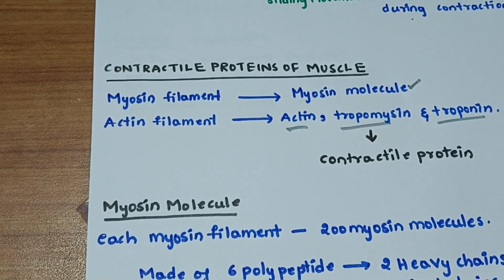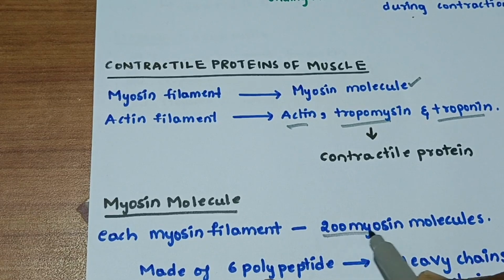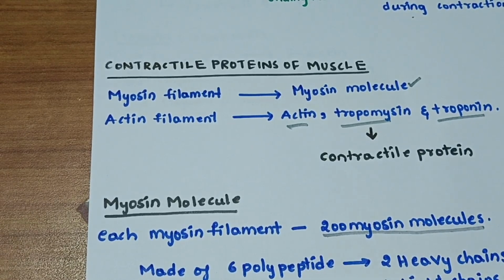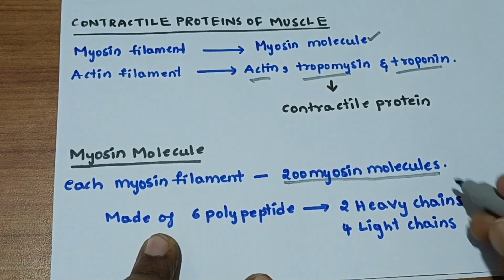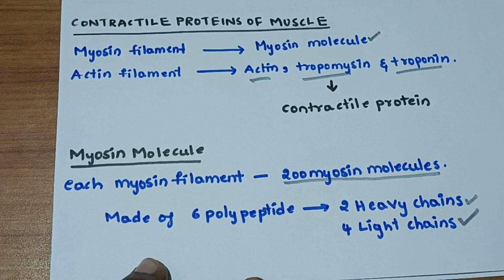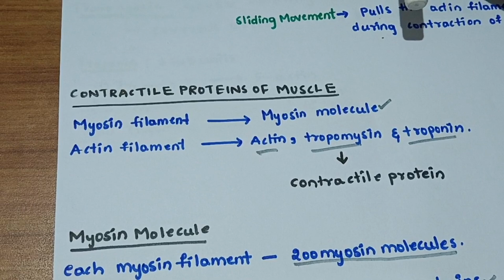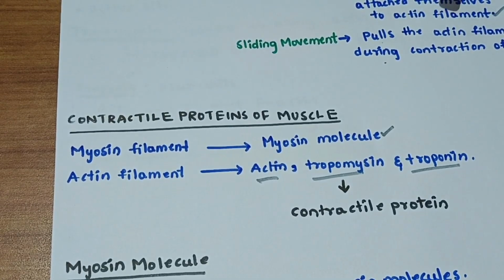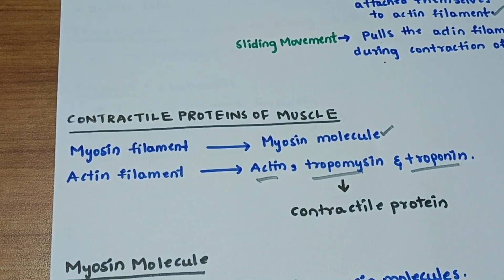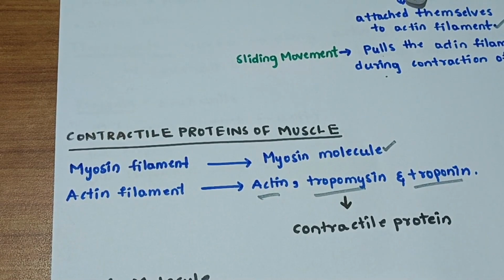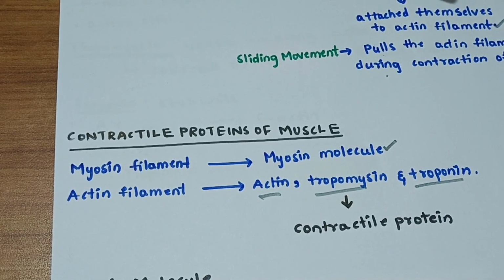Now let's see the myosin molecule. Each myosin filament is made of 200 myosin molecules. Each myosin molecule contains what? Six polypeptides: 2 heavy chains and 4 light chains.